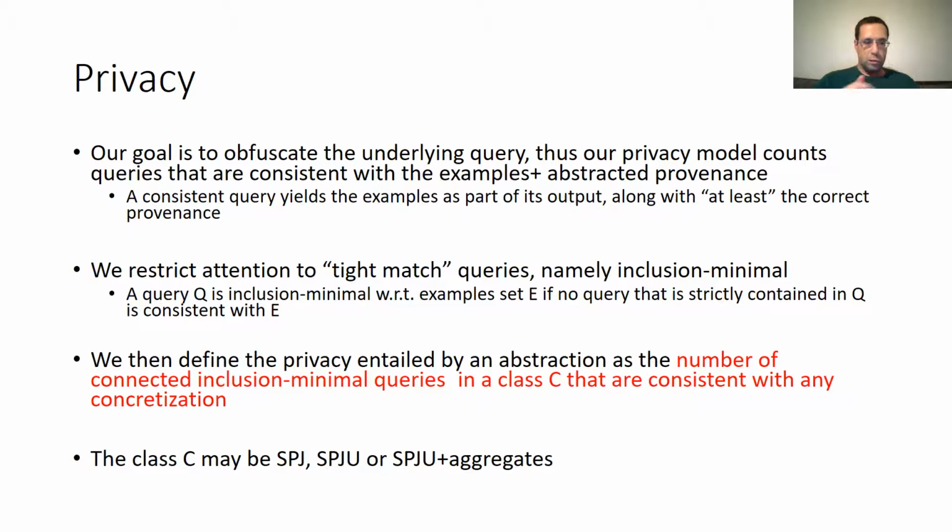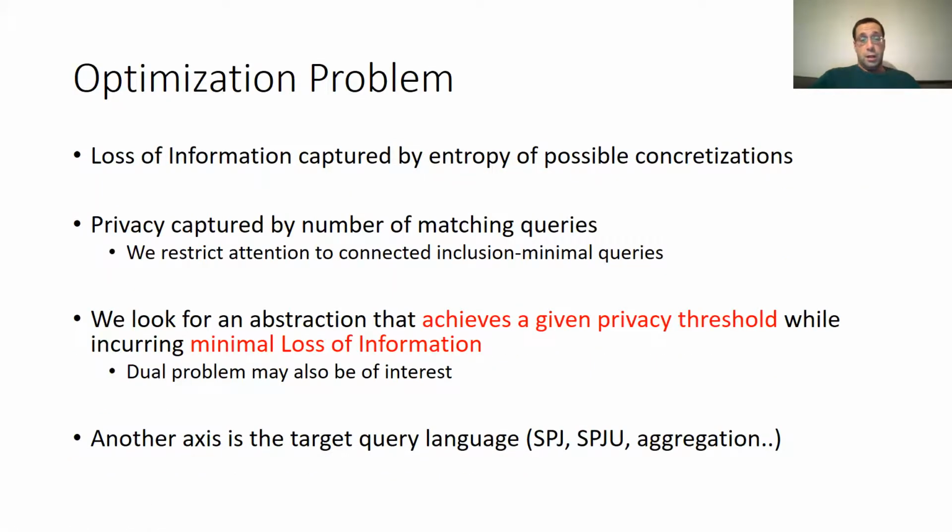So we impose some constraints over the queries that we count, and then we count the number of queries that are consistent with some concretization of the given abstract provenance. Another aspect is what class of queries we are looking at. And this class of queries may be SPJ or SPJU, SPJU plus aggregates. The choice of the class of queries also affects other notions in the problem setting. And so this is a parameter to our problem definition. So the optimization problem that results is as follows.